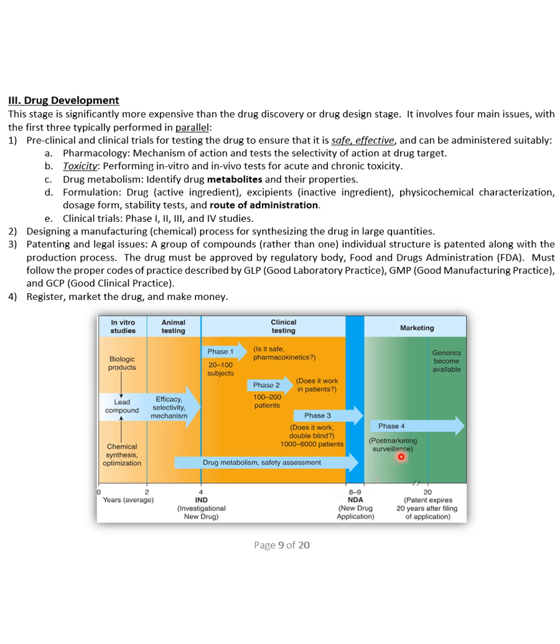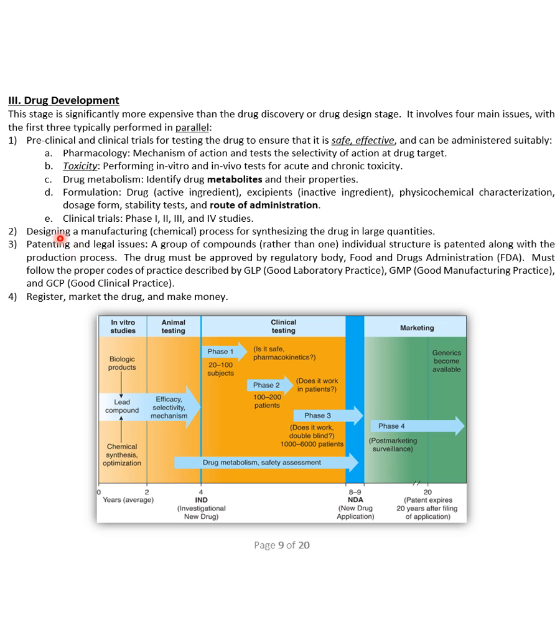And then phase 4 is basically after we market the drug, we keep track of the side effects and how the drug is performing. Notice that this is the number of years. It takes about 8 to 9 years to discover a drug. The patent expires 20 years after filing for the application, which is one of the steps here, filing for the application and following the regulations by the FDA and the GMP and GCP.